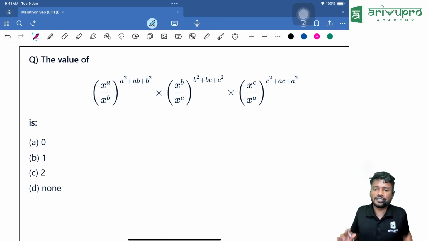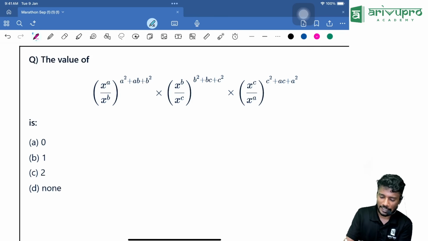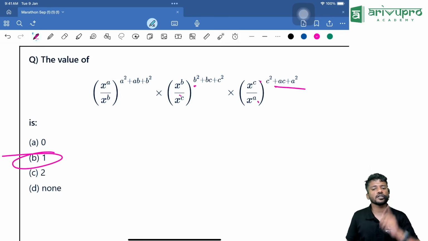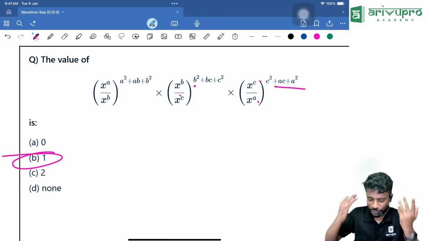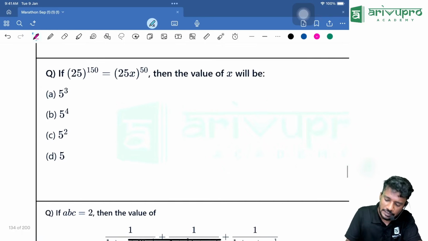Is it cyclic? Yes, it is cyclic. x raised to a divided by x raised to b, the entire thing raised to a square plus ab plus b square. Then x raised to b by, then c is coming, then a is coming. So it is cyclic. Answer is what? At the end, it will be 1. Even if you do it, you will get 1. Whenever cyclic, it will be 1.